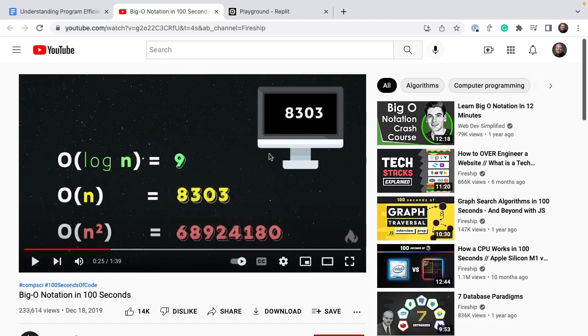So this, of course, big O is, remember, the worst case scenario, like how long would it take to run? Suppose you were searching a list and your list was 8,303 elements long. An algorithm with log of n time complexity would take about 9 units of time. In a linear algorithm, like a linear search, it would take 8,300 units of time.